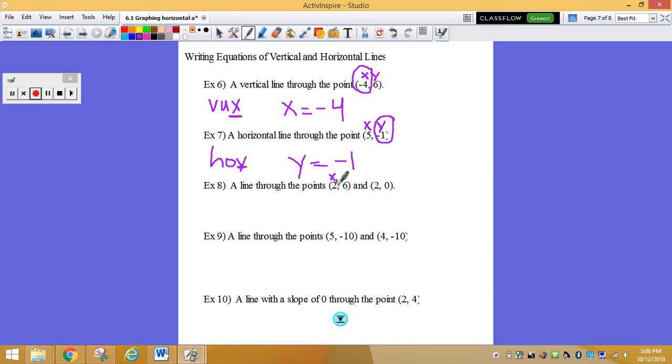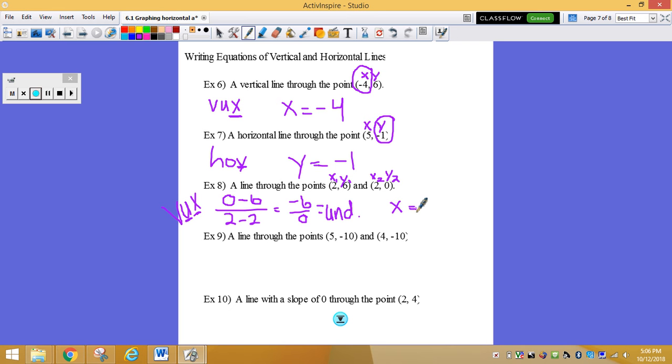I gave you 2 ordered pairs. Well, ordered pairs are x1, y1 and x2, y2. Let's find our slope. y2 minus y1 over x2 minus x1. 0 minus 6 is -6. 2 minus 2 is 0. If 0 is on the bottom, that means your slope is undefined. So what words should I use? HOY or VUX? Hopefully you realize it's VUX because it's undefined, right? Which means it's x equals.